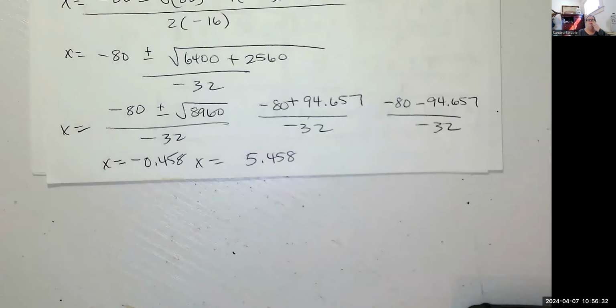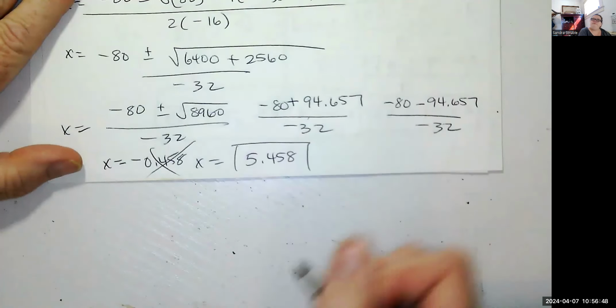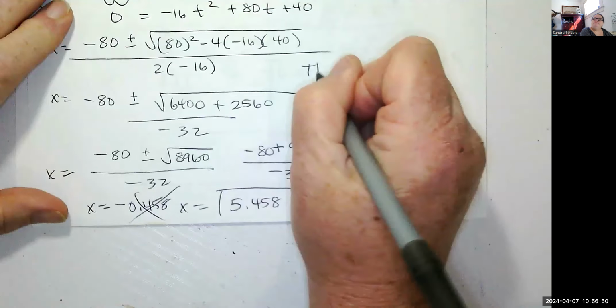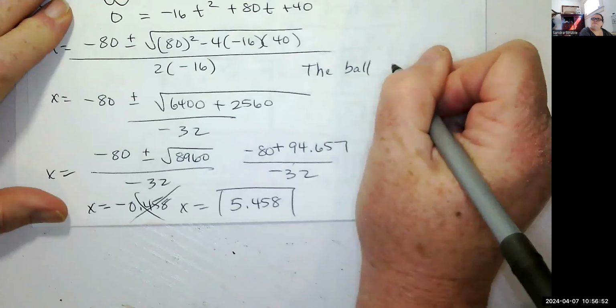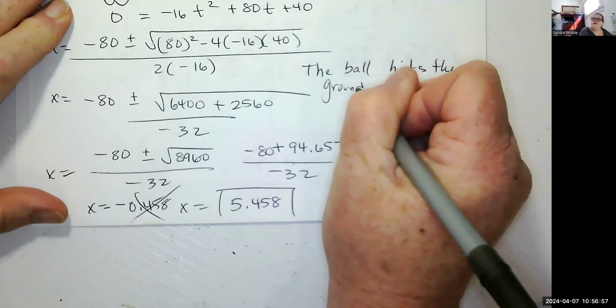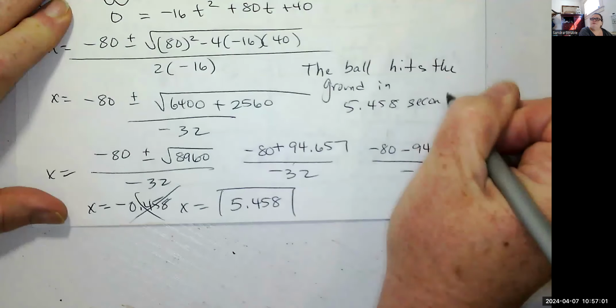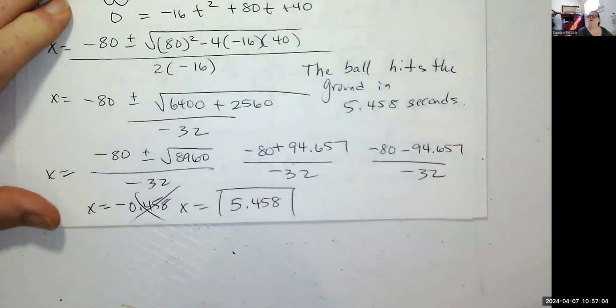All right. So what is this x value representing? It's representing the time it takes for the ball to hit the ground. Well, time is not negative. We do not have a DeLorean. So we would have to go with this guy. So the ball hits the ground in 5.458 seconds. I'll tell you what to round to, usually in the directions.